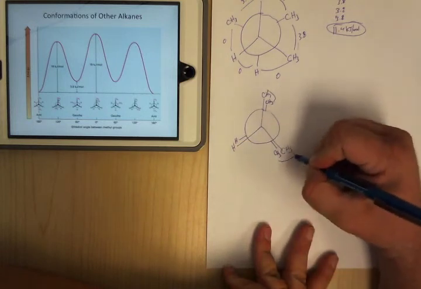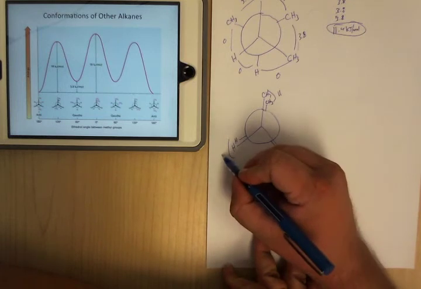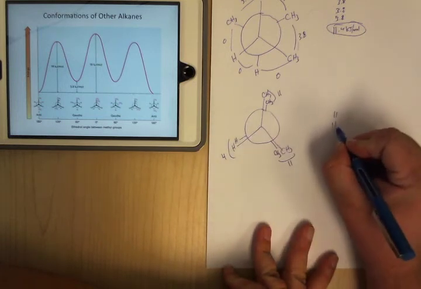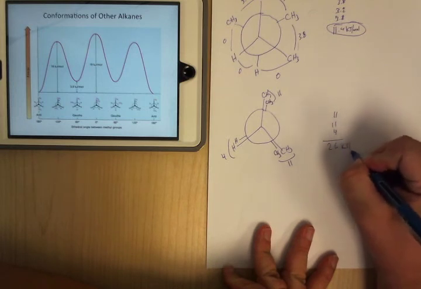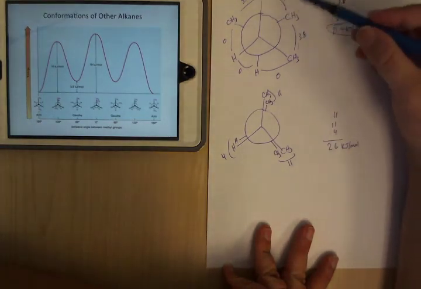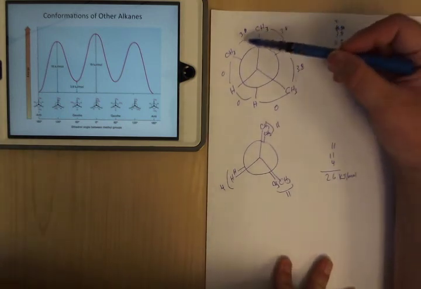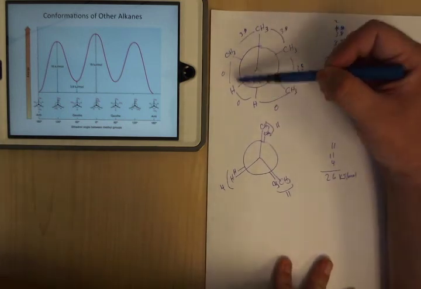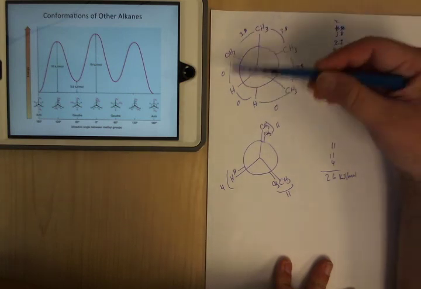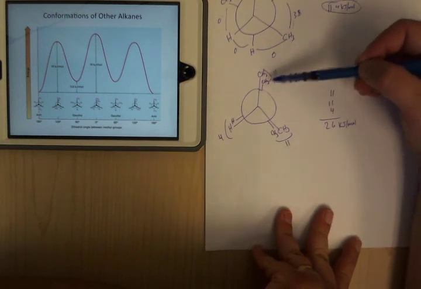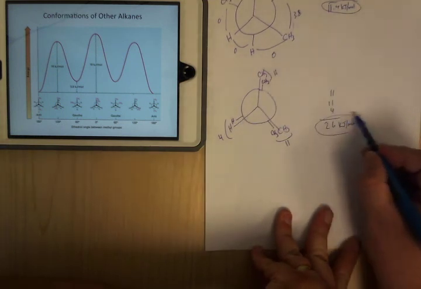So now we have these 3 eclipsing interactions. This is worth 11, this is worth 11, this is worth 4. So it's 11, 11, 4. So this is 26 kilojoules per mole. Even if I would suggest when you're doing the staggered configuration, go ahead and just look at each individual one, go all the way around, even if it's 0, just so you don't accidentally miss one. For eclipsing, you just need to worry about these 3. Okay, so there you go.